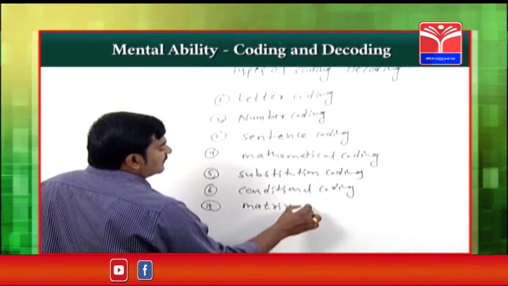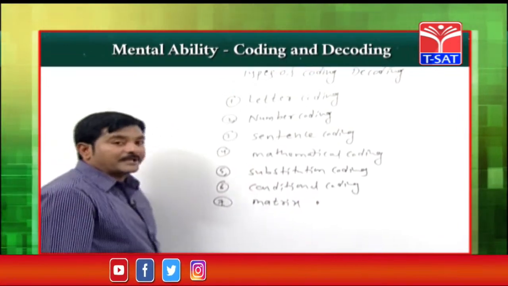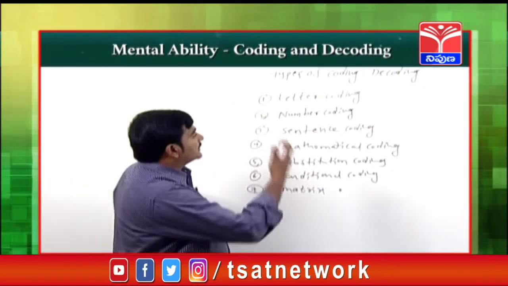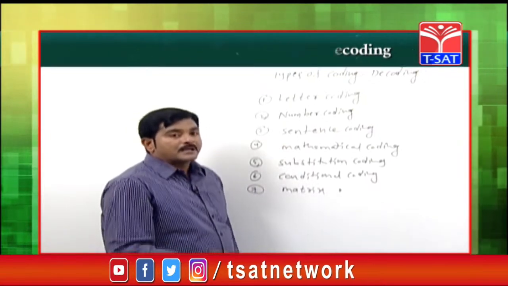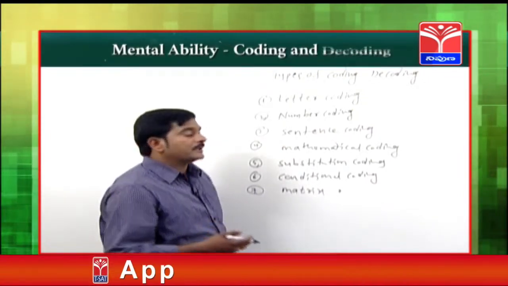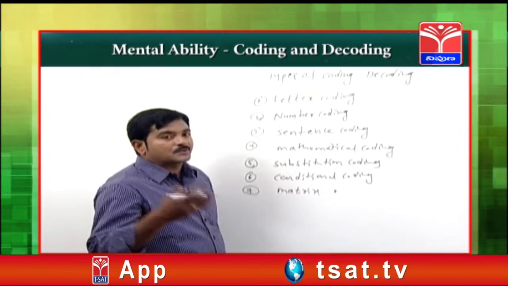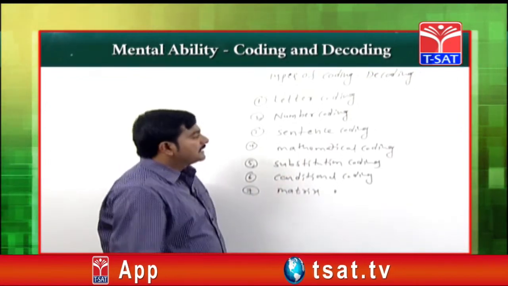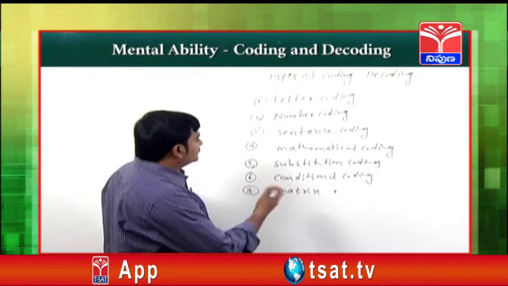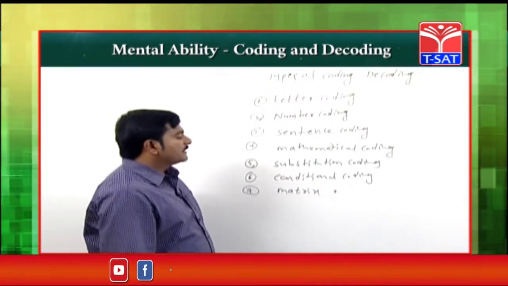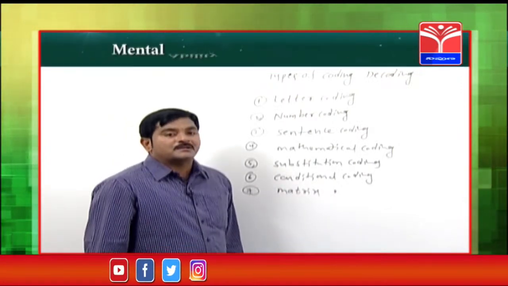So what does it mean? There are 7 types in coding decoding. Type 1 is letter coding, and the second type is number coding. The third type is sentence coding. The fourth type is mathematical coding. The fifth type is substitution coding, and the sixth one is conditional coding.